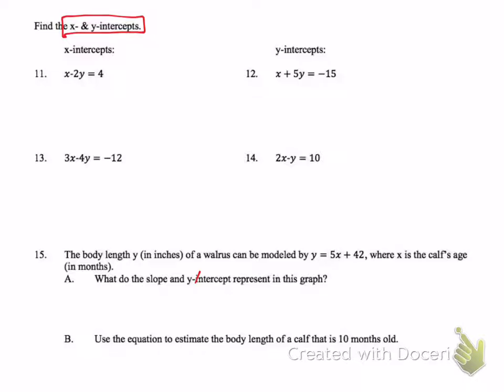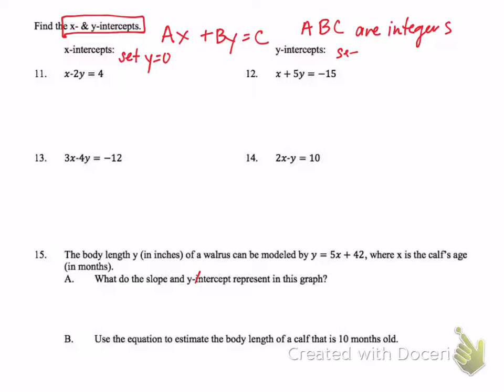So all of these equations are in standard form. Standard means ax plus by equals c, where you have x and y on the left side, then you have an integer on the right. And then a, b, and c are all integers, which just means that they're whole numbers. They're not fractions. So if you're going to solve for an x-intercept, you're going to set y equal to 0. Then if you want to find a y-intercept, you set x equal to 0.